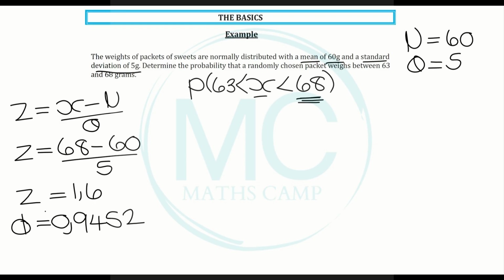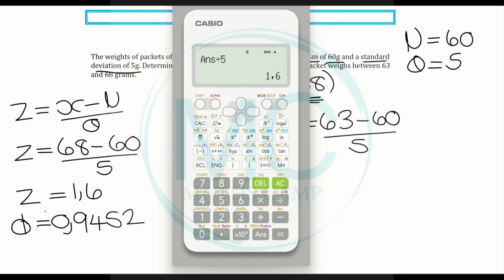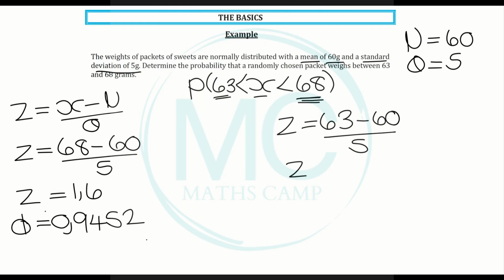But to find the probability that x lies between 63 and 68, we need to subtract the probability that x is smaller than 63. And all we need to do now is substitute 63 into our formula. So I can say that z is equal to 63 minus mu, 60, over standard deviation, which is 5. Take my calculator. 63 minus 60 over 5 is equal to 0,6. So z is equal to 0,6.